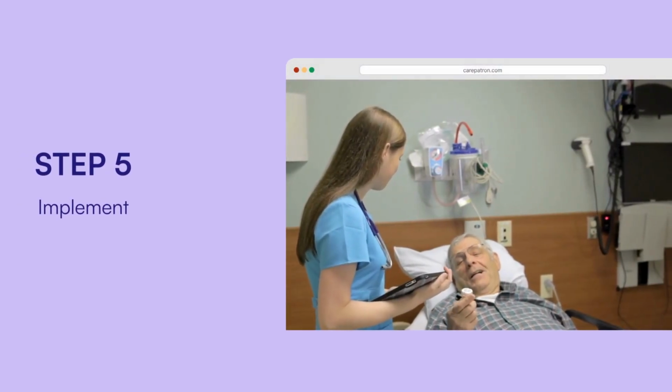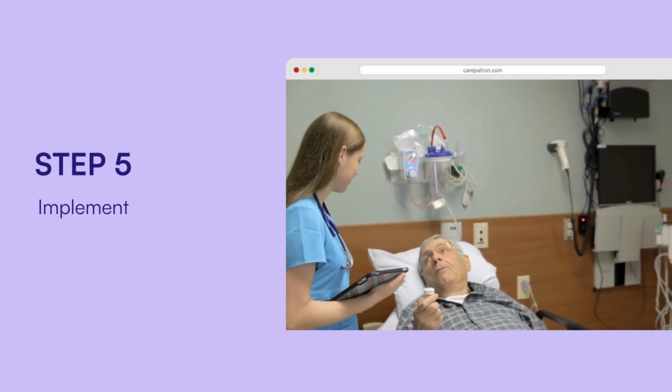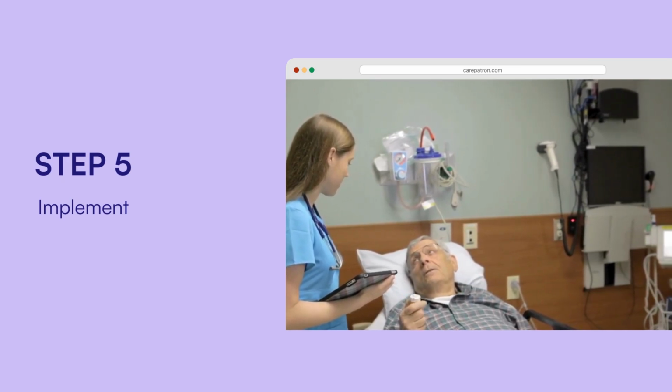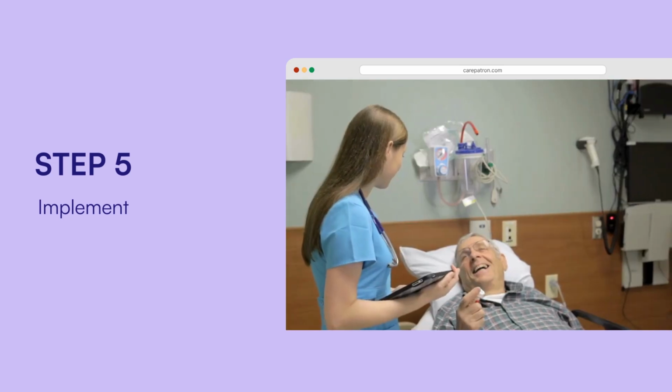Implement. Implement your nursing care plan for the patient. Implementing it may include an independent nursing intervention, like patient education on medication adherence, or dependent nursing interventions such as prescribing medication requiring a physician's order.